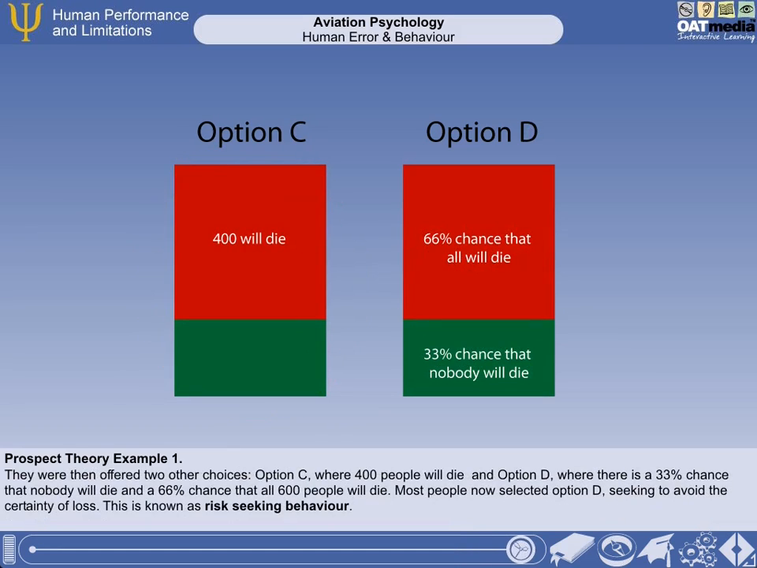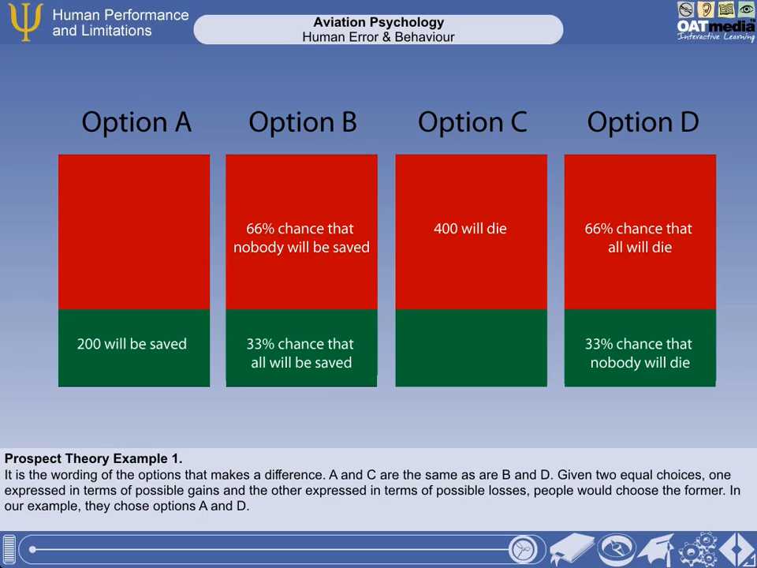They were then offered two other choices: option C, where 400 people will die, and option D, where there is a 33% chance that nobody will die and a 66% chance that all 600 people will die. Most people now selected option D, seeking to avoid the certainty of loss. This is known as risk-seeking behaviour. It is the wording of the options that makes a difference. A and C are the same, as are B and D.